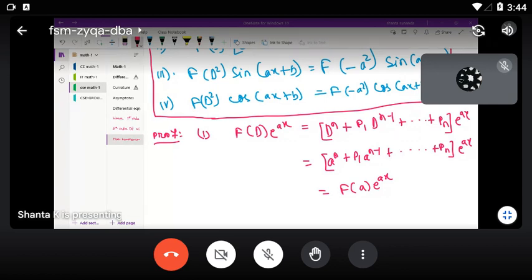And if you have 1 by f of D, like 1 by D squared plus D plus 3, then this 1 by D is known as the inverse operator. You can term it as integration. If you have 1 by D, you can make it integration. If you have 1 by D squared, you can make it two times integration.